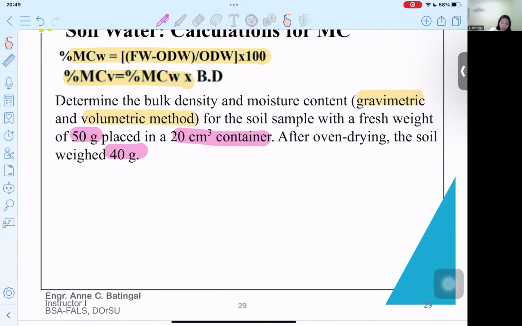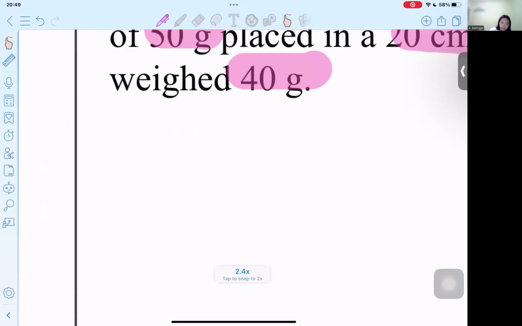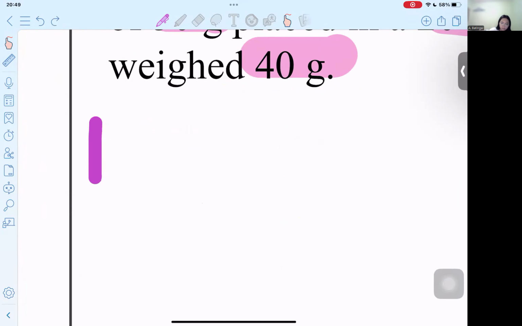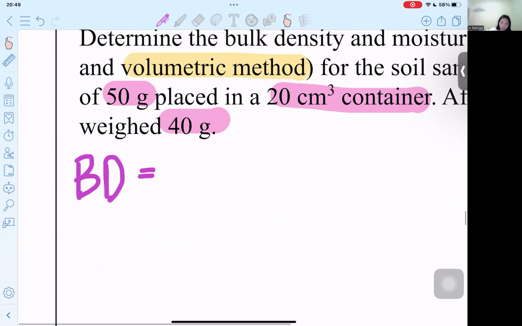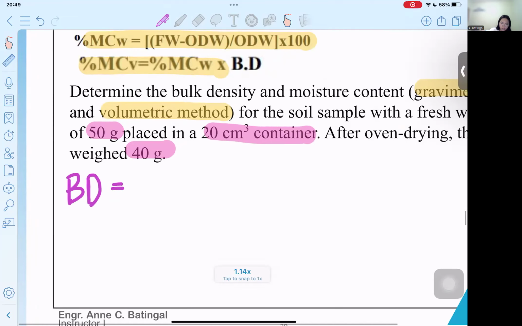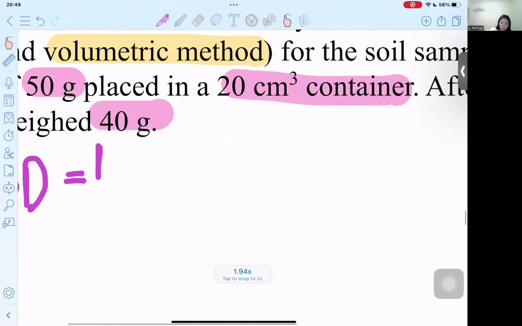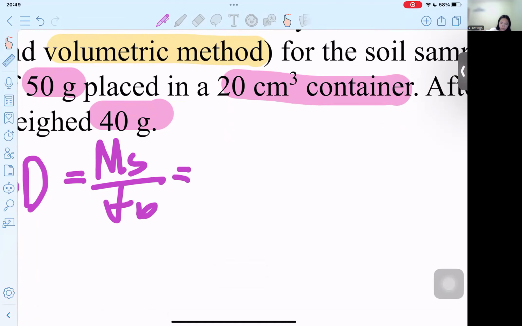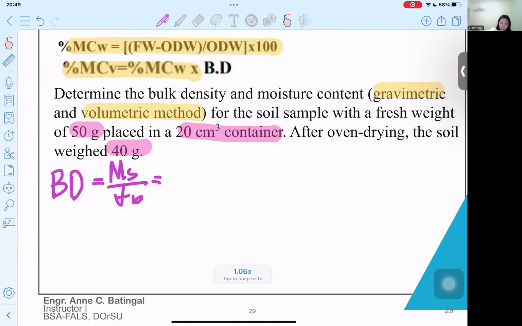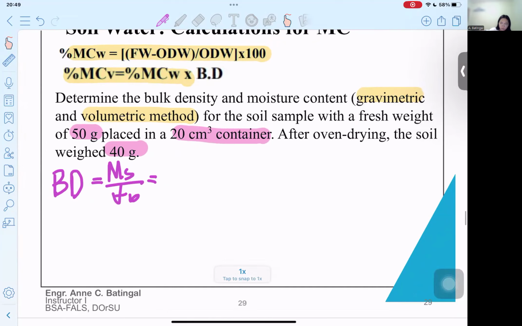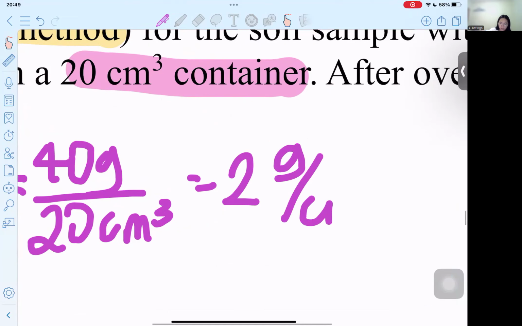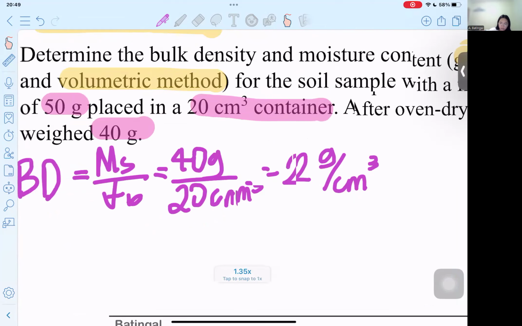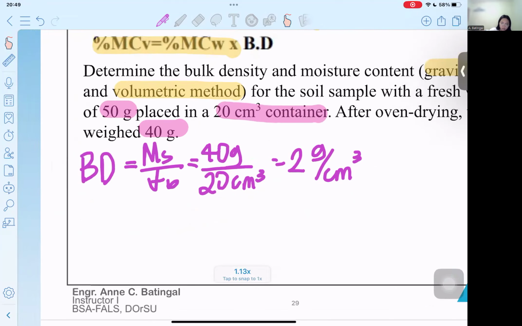So, atong values kay fresh weight of 50 grams, total volume is 20 cubic centimeters, oven dry weight is your 40 grams. Okay, so for the bulk density, you have mass of soil per volume total. So that is your oven dried weight of 40 grams divided by 20 cm cubed. That is 2 grams per cubic centimeter. So that is your bulk density or BD.